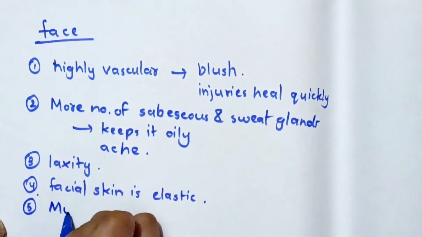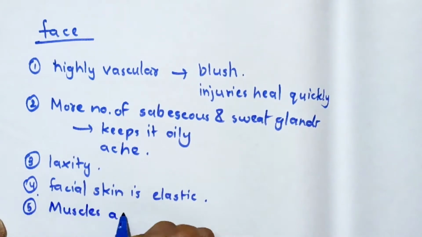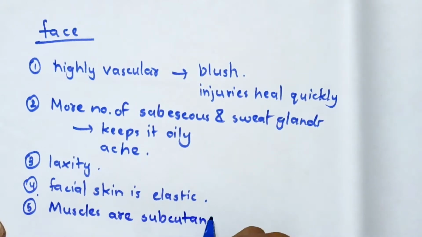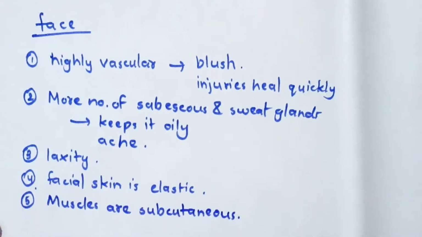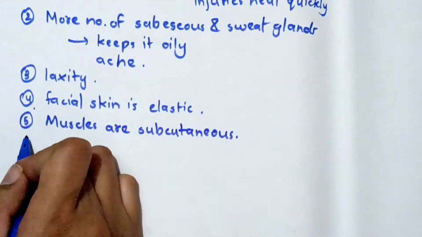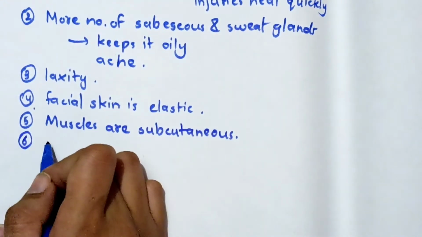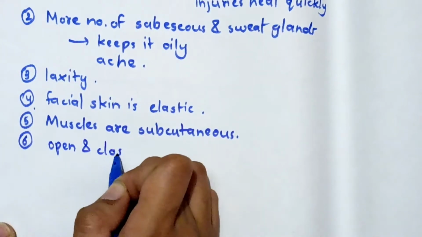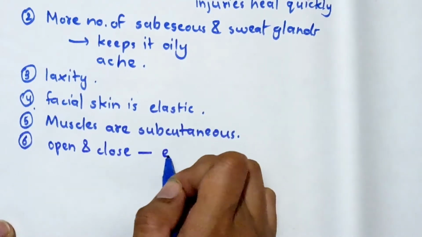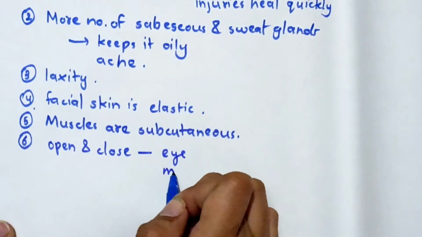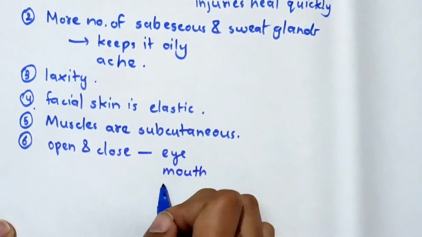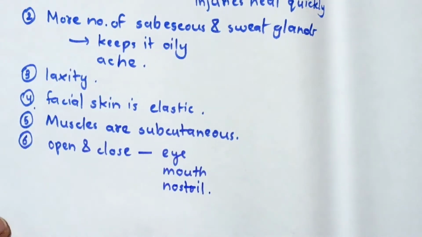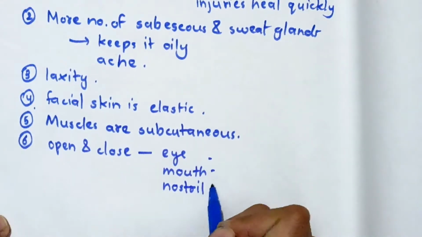And the muscles are subcutaneous. Their insertion is on the skin. The main function of the muscles is to open and close three openings. First is the eye, second is the mouth, third is the nostril. So the main function of facial muscles is to regulate these three openings.